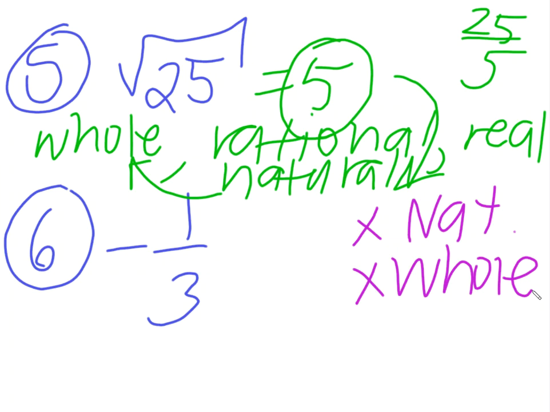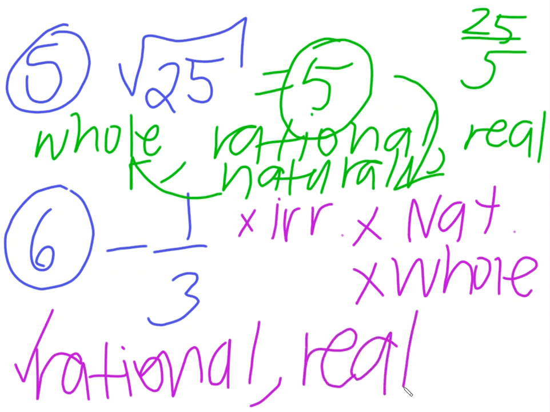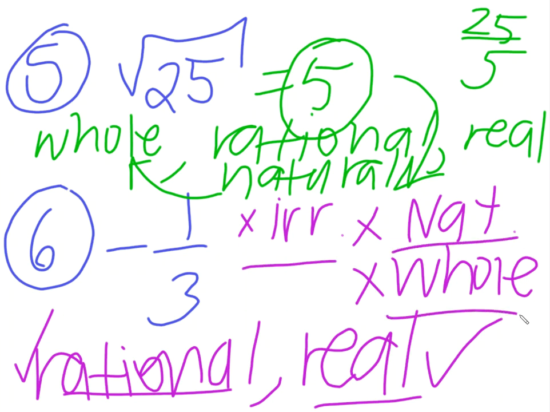And it is a fraction, as you can see. It's a ratio of 2 integers, which means it's a rational number. And it can't be irrational because of it being rational. And since it's rational, it has to be a real number as well. So this number, -1/3, is a rational number and is a real number, and is not irrational, not natural, and not whole.